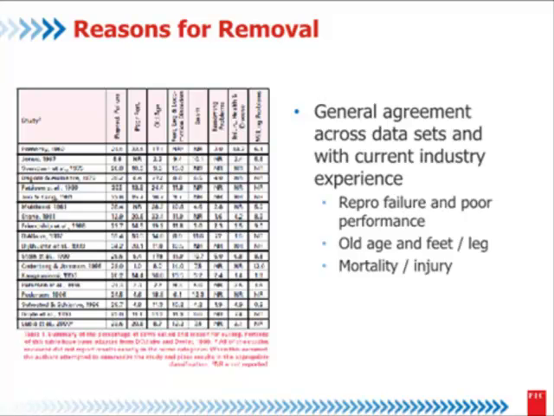The largest reason that females ultimately leave the breeding herd is due to reproductive failure and poor performance, things associated with failure to breed or failure to conceive, or just substandard litter performance. The second is really around old age and feet and leg and structure issues. And then mortality and injury as a broad grouping is probably the third most common reason of sow culls.